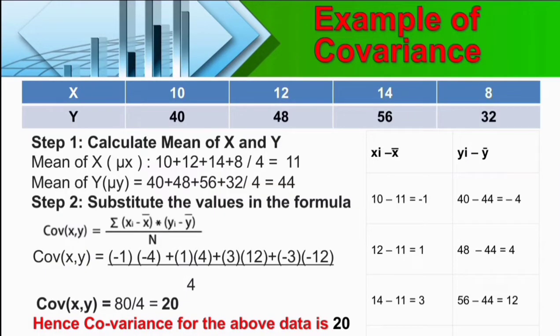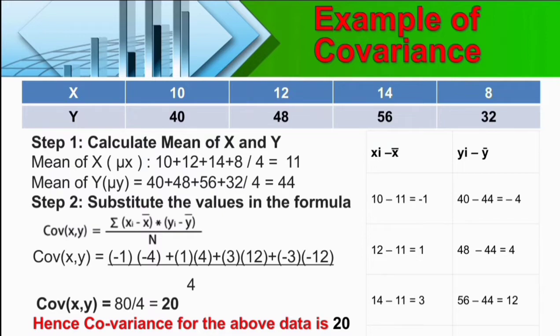Example of covariance. Let's suppose x is equal to 10, 12, 14 and 8. y is equal to 40, 48, 56 and 32. Step number 1. Calculate the mean of x and y. When we calculate the mean of x, that will be equal to 11. And when we calculate the mean of y, that will be equal to 44.